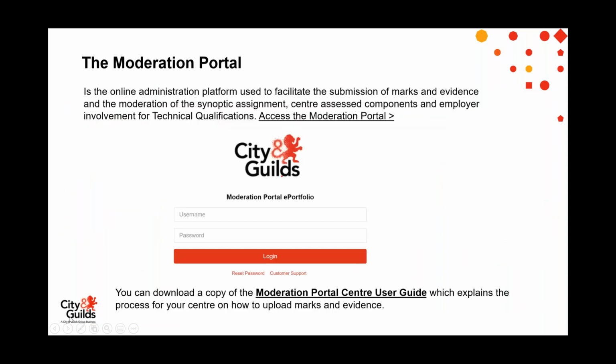We also have our moderation portal guide, and I would suggest everybody really familiarise yourself with the moderation portal centre user guide. This really explains all the processes and it tells you how to upload your marks and evidence.